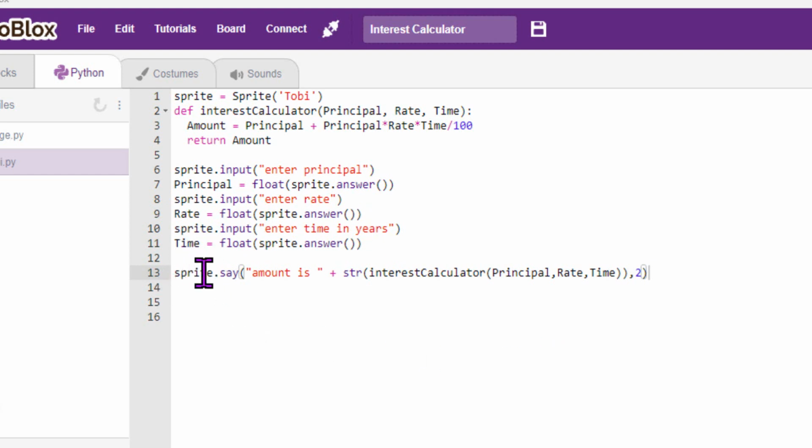And then Toby's going to say the amount is, and I have to cast the result because I'm going to get a float here. So I have to cast it to a string in order to be able to use it in my concatenation here. So I'm going to say str, and everything inside of it is going to be turned into a string, and is interest calculator, principal, rate, time. And then here I've got 2, so that means Toby's going to say it for 2 seconds. Let's give it a whirl and see how it goes.